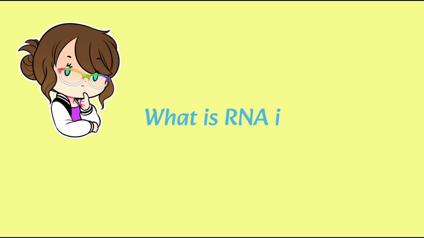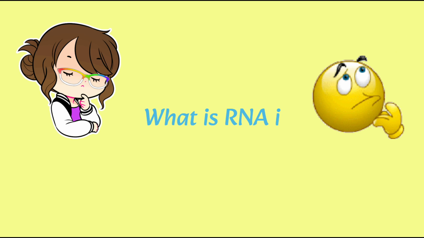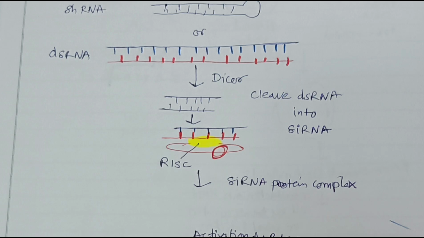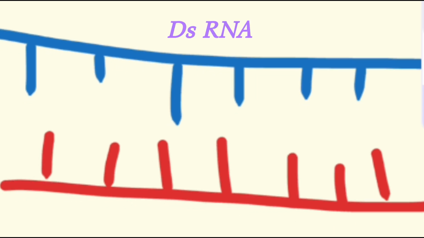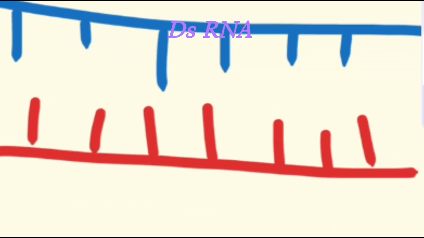What is RNAi? RNA interference. It is a gene slicing mechanism where a double-stranded RNA leads to degradation of specific messenger RNA, and this prevents the production of specific protein. So here there is a double-stranded RNA. The double-stranded RNA can enter the cell naturally, for example, viral infection, or artificially by research therapy.